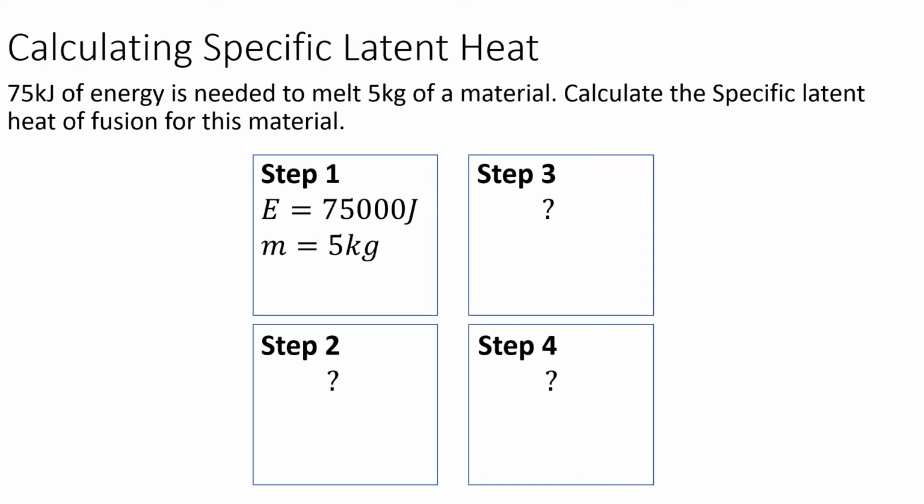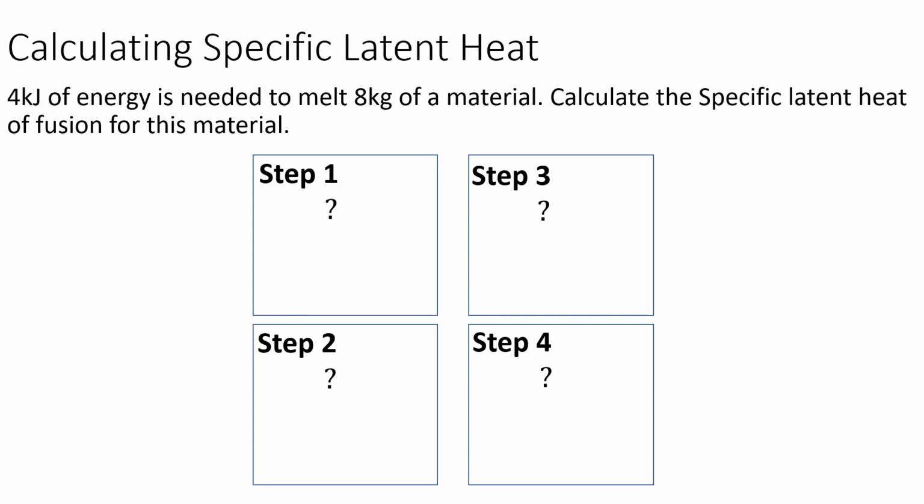"75 kilojoules of energy is needed to melt 5 kilograms of material. Calculate the specific latent heat of fusion." Pause the video so you can copy step 1 and complete steps 2, 3, and 4. Finally, 4 kilojoules of energy is needed to melt 8 kilograms of material. Calculate the specific latent heat of fusion for this material. Complete steps 1 to 4 yourselves. Pause the video if you need time.